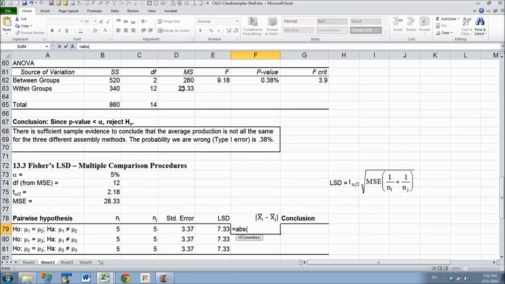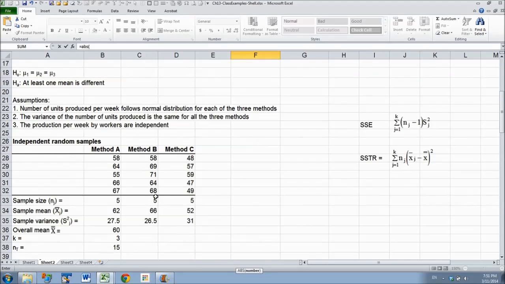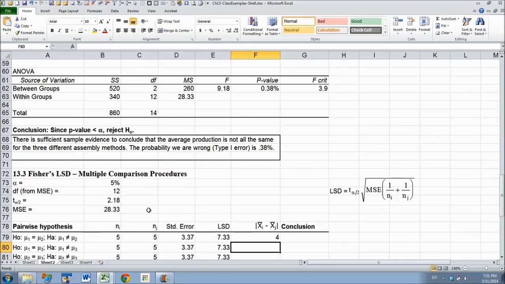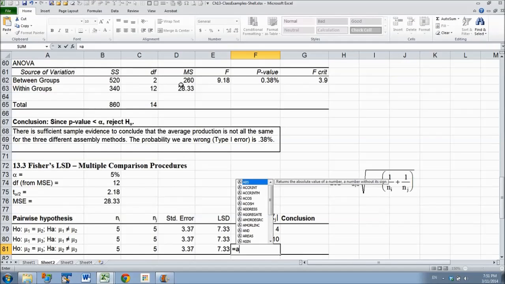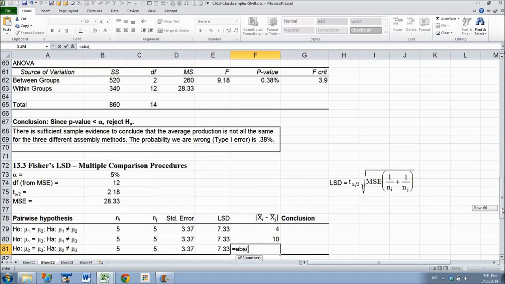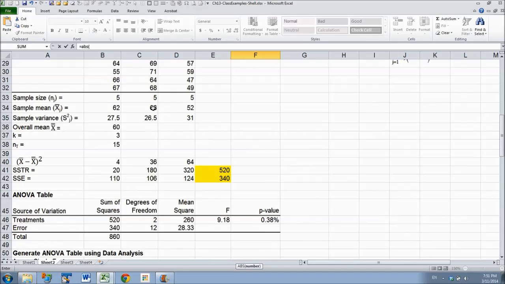Okay, so now we have to find the absolute value of the difference in the means. The first one is the mean of sample 1 minus sample 2. The second one is the absolute value of the difference between sample 1 and sample 3. And the last one is the absolute value of the difference between sample 2 and sample 3.